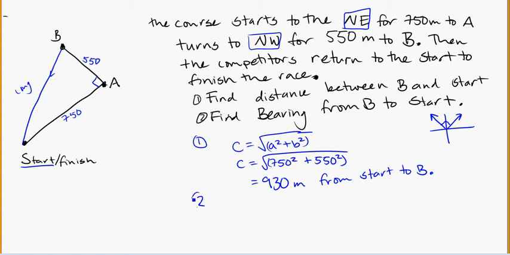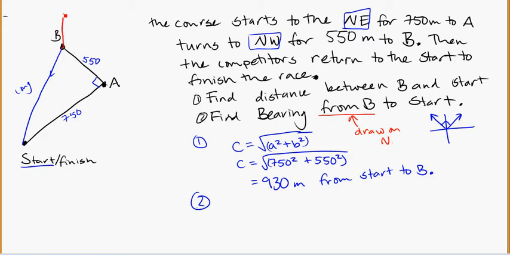For part 2, find the bearing from B to the start. In this case we haven't been given any directions yet on the diagram. So the first thing that we need to do is actually draw in our north line, because bearings are always measured from the north. And we have to figure out where to put it. They want the bearing from B to the start, so this is the point that we'll draw our north on, because that's where it's coming from, so that's where we need to measure it from.